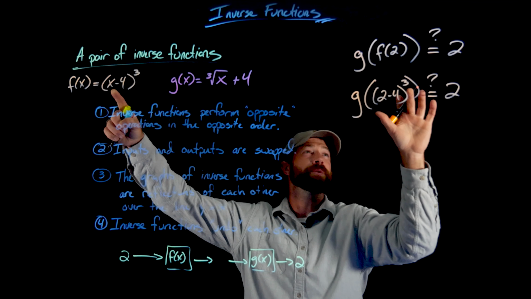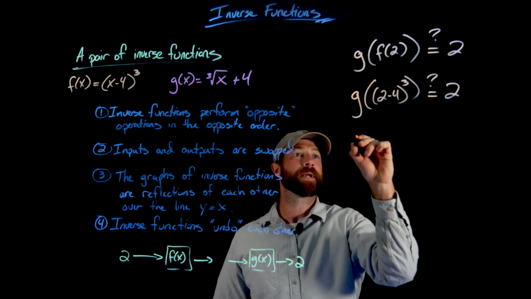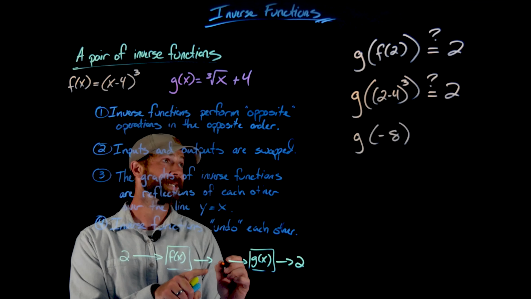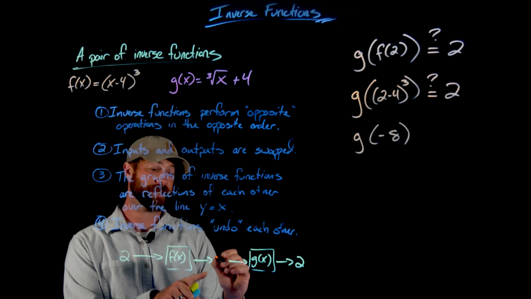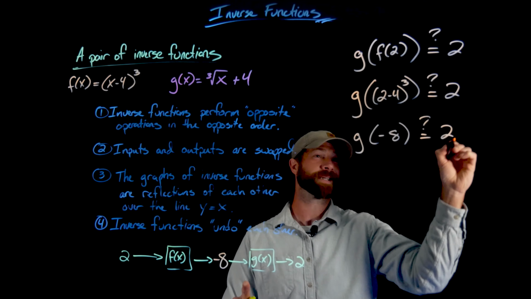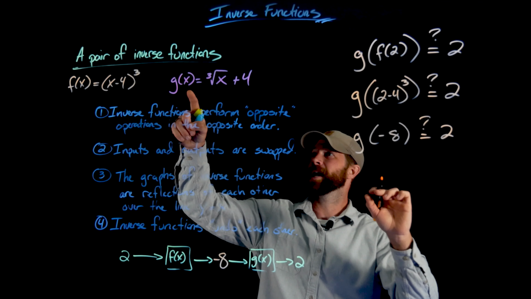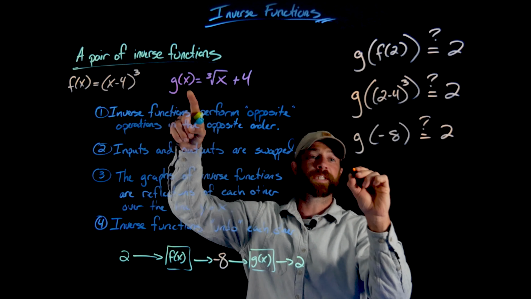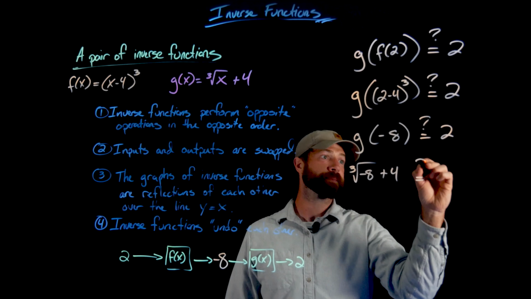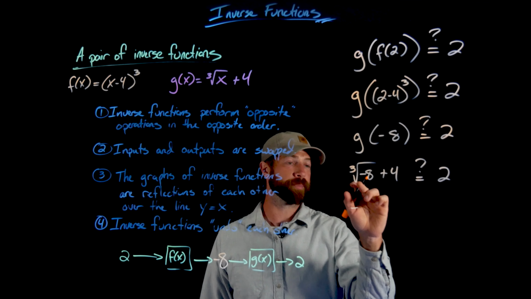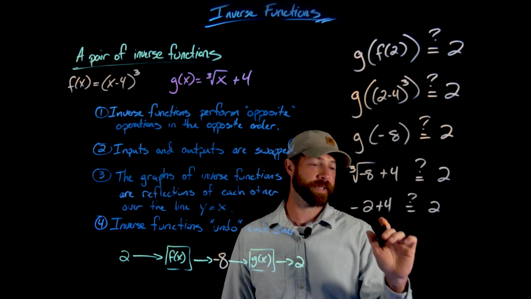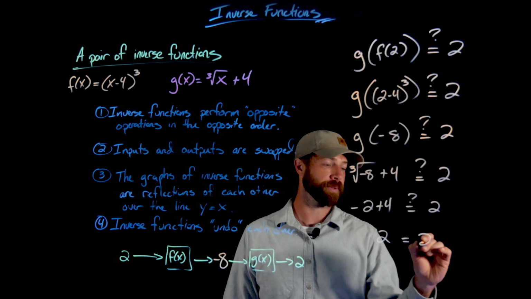This is negative 2 cubed, so I'm just going to skip one step here. That would give me a negative 8. So in this little picture right here, what's output by f when I plug in a 2 is I get out a negative 8. Now the question is, does this become 2? Let's plug negative 8 into the g of x function. What this becomes is the cube root of negative 8 plus 4. And the cube root of negative 8 is a negative 2. And it looks like we have it. Negative 2 plus 4 is 2.